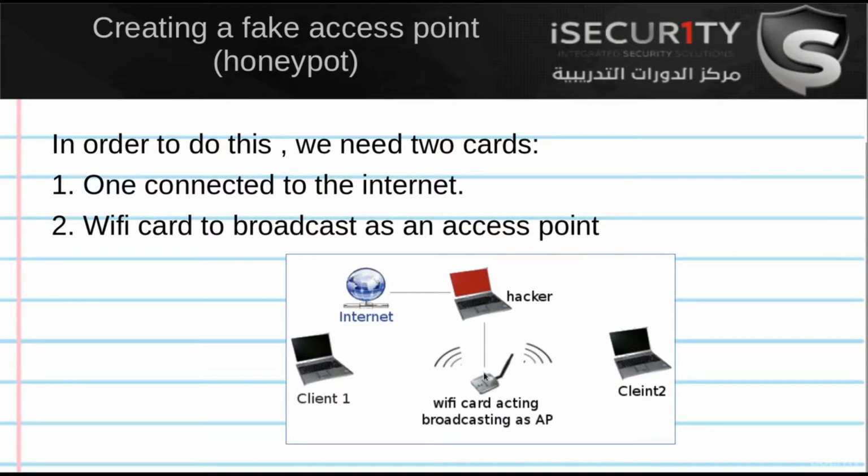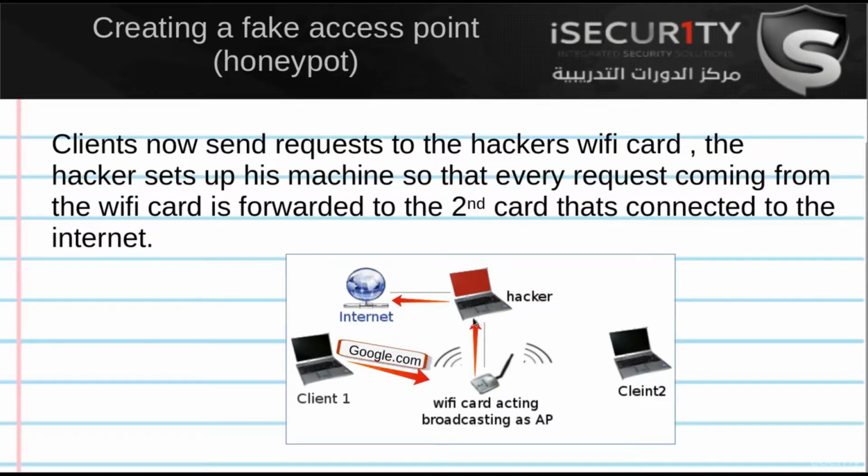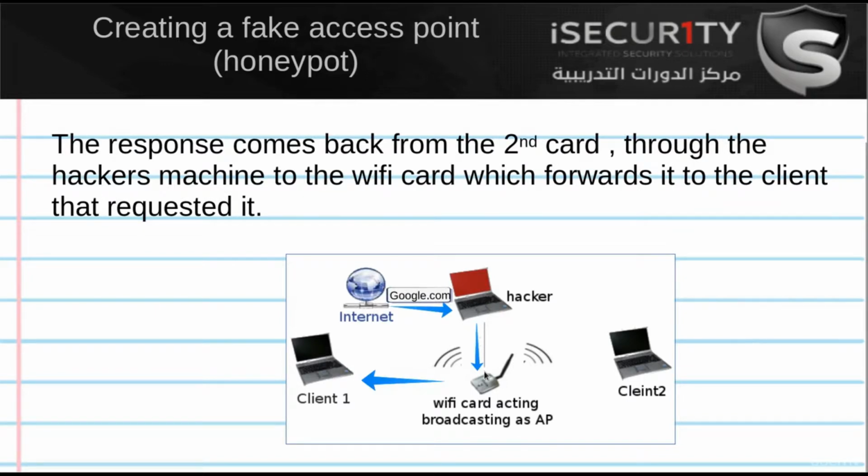And the second one is a Wi-Fi card that's going to act as the access point, and it's going to broadcast the signal. So devices are going to connect to this Wi-Fi card. They're going to ask for google.com. We're going to set up our device in a way that once the Wi-Fi card gets a request, it asks the wired card that has internet connection. The wired card is going to bring google.com and bring it back to the Wi-Fi card. The Wi-Fi card will forward the packets back to client number one.